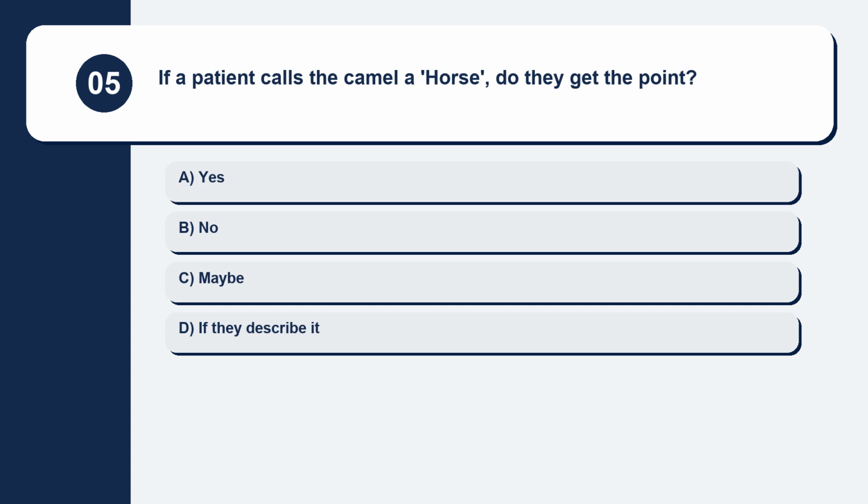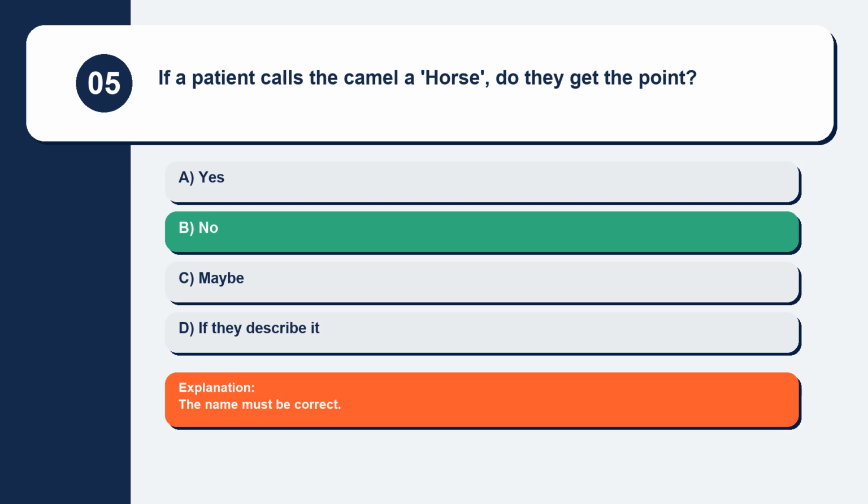Question 5. If a patient calls the camel a horse, do they get the point? Yes. No. Maybe. If they describe it. The name must be correct.